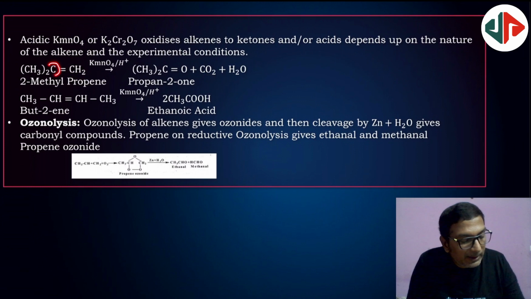So, if a doubly bonded carbon contains no hydrogen, that will be converted to ketone. So, ketones or acids will be formed based on the structure of the alkene. Check here. This carbon contains H. Therefore, it will be converted to COOH. Here also COOH. 2 moles of ethanoic acid or acetic acid.